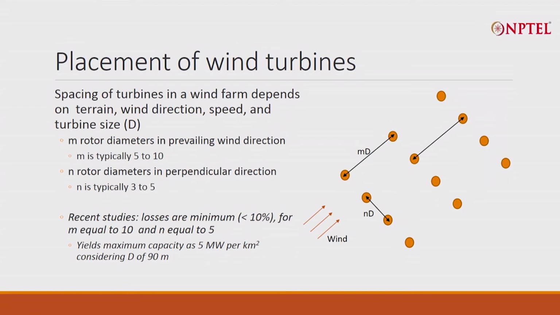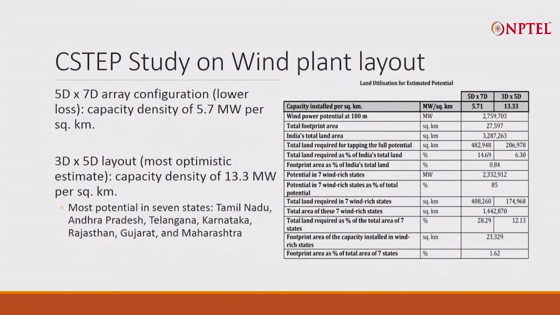Recent study shows the losses are minimum, less than 10%, if m is equal to 10 and n equal to 5, which yields a maximum capacity of 5 megawatt hour per square kilometer, considering d to be 90. If I take d, d is what? D is the diameter of the turbine. There are lots of different studies, and that tells you what is the maximum wind power that you can generate in the country. Of course, there are people using 5D, 7D, but there are other windmills which seem to be working very well at 3D, 5D.